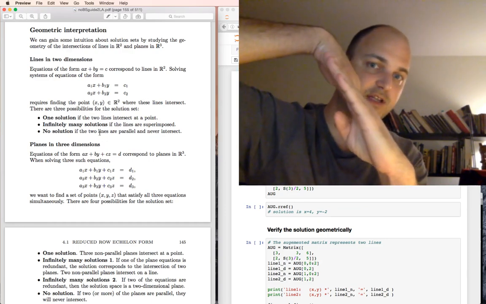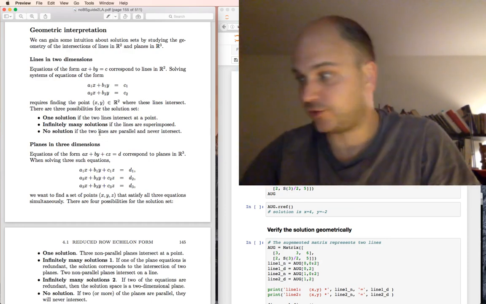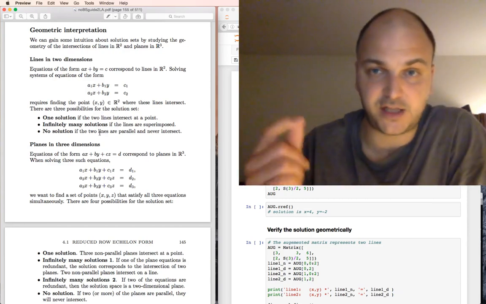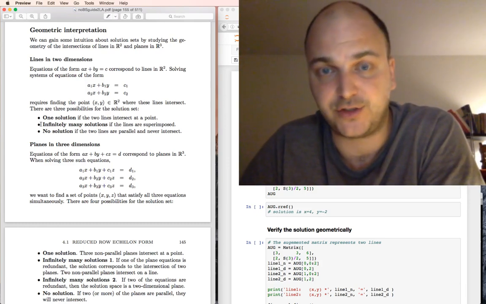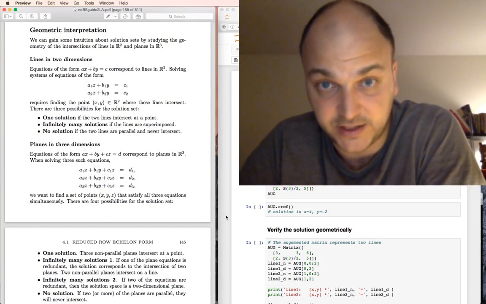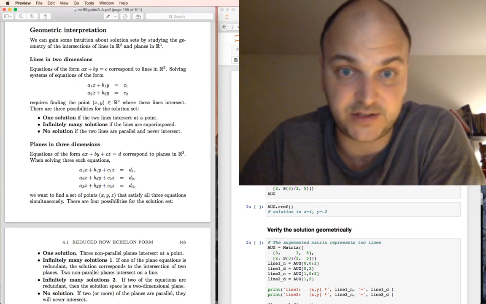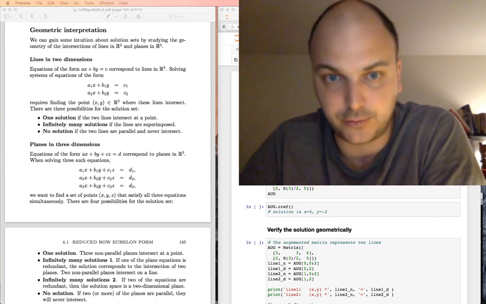If it's the same line, one line equal to the other, then they're sort of on top of each other. So every point on the line satisfies both equations, even though it's like one equation. So that's how you get infinitely many solutions. If you ask what is the point where the two lines intersect, well, actually, they intersect everywhere. So the whole line is a solution.